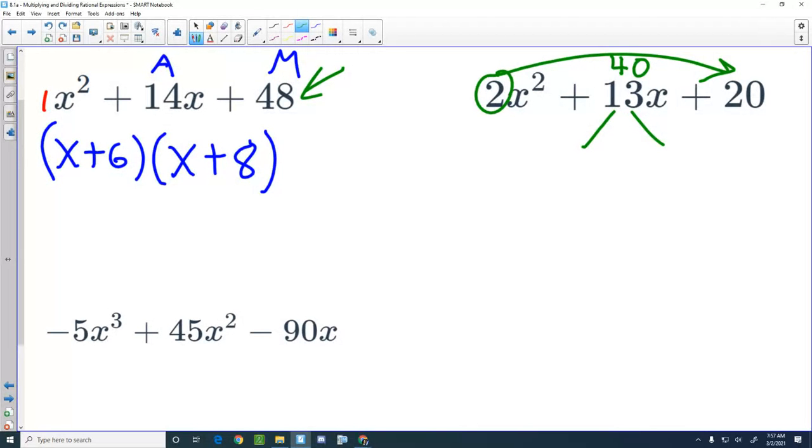Do 5 and 8 work? Is 5 times 8 40? It is. And what's 5 plus 8? Isn't that 13? And those are the only 2 numbers that would work. So because those are our magic numbers that multiply to 40 and add to 13, I'm basically going to take this middle term, this 13x, and I'm going to write it as a 5x plus 8x. Because isn't that equivalent to 13x? Like, am I changing the value of the problem? No, it's still 13x. I just broke it up into 2 different pieces.